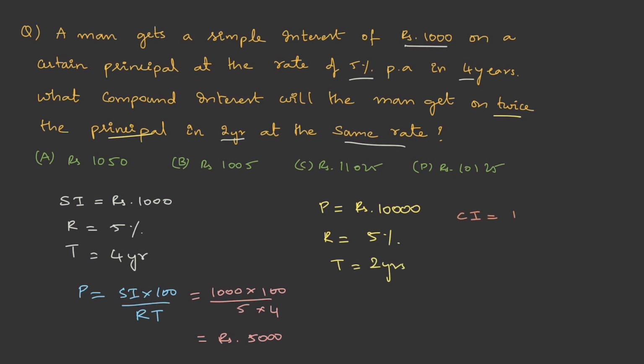Now let's take the formula. Compound interest is P into (1 plus R by 100) power time minus 1. Now once we substitute the values, this is 10,000 into 1.05 square minus 1. Very similar to the last one. This value is rupees 1025.